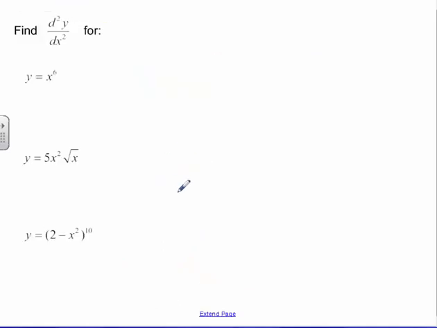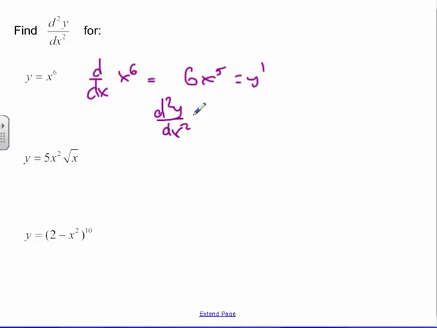So let's give it a try here. We're going to find the second derivative of these functions. So, for example, if I did d over dx for x to the 6, this would mean that it is 6x to the 5. Right? That's the first derivative. That would be equal to y prime. Well, then if you want to find d squared y over dx squared, means you have to derive this 6x to the 5. So, well, let's not write it like that. This is what we would have done for the first one.